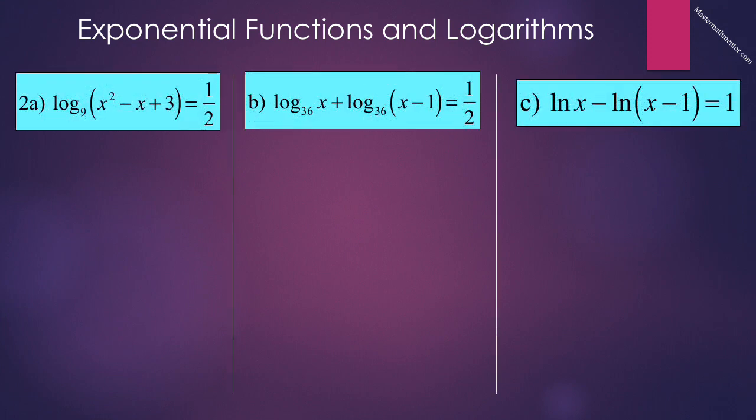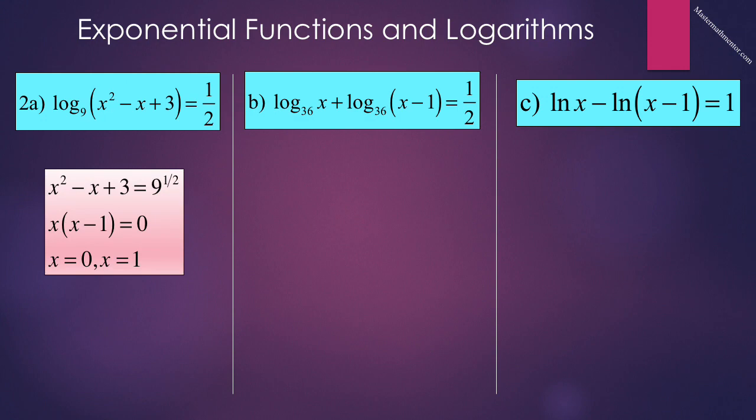In problems 2, A through C, we have 3 equations involving logs. We can use our log rules to find the algebraic answer to each of these problems. In 2A, we have log base 9 of x squared minus x plus 3 is equal to 1/2. Writing the problem exponentially, we have x squared minus x plus 3 is equal to 9 to the 1/2, which is 3. The 3's cancel, we can factor and write x times x minus 1 is equal to 0. And therefore x is equal to 0 or x is equal to 1.